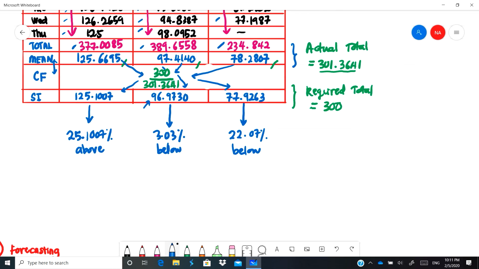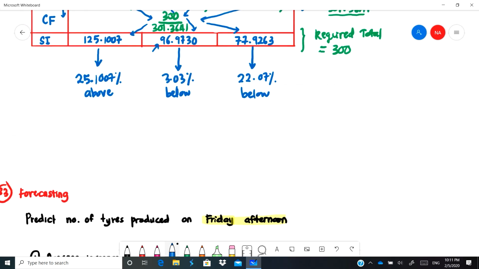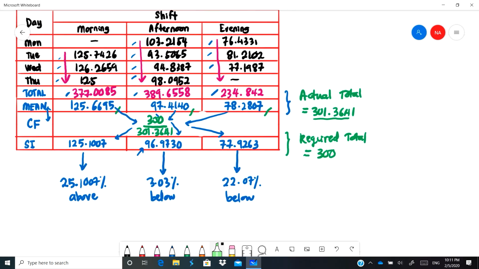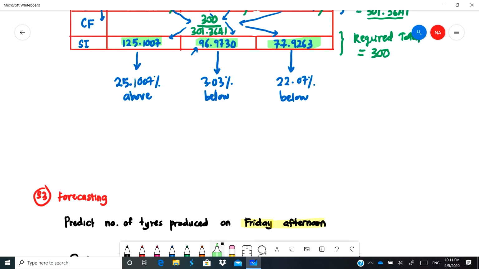All right, so now we know that the seasonal indices for morning will be 125.1007, for afternoon will be 96.9730, and for evening will be 77.9263. Because we'll be using these in the last step, which is to find the forecast.